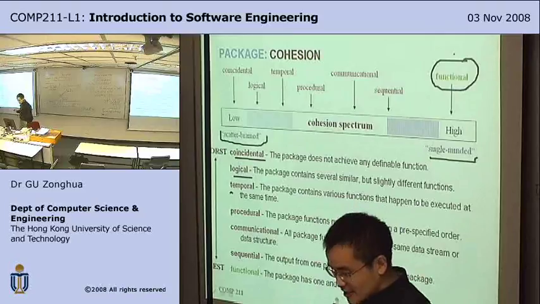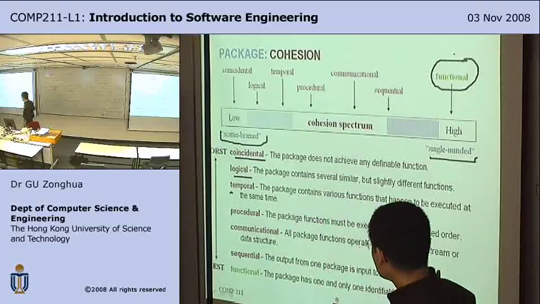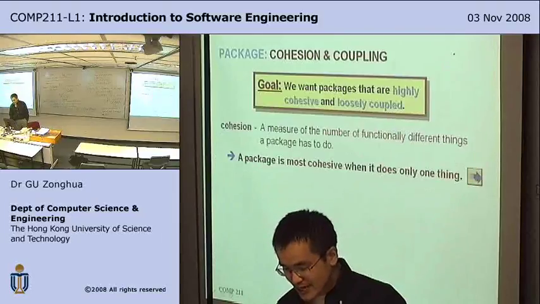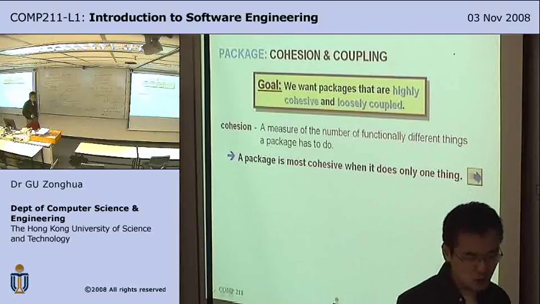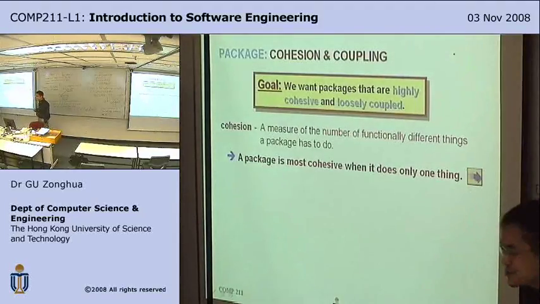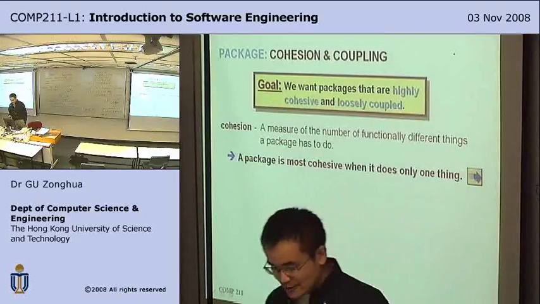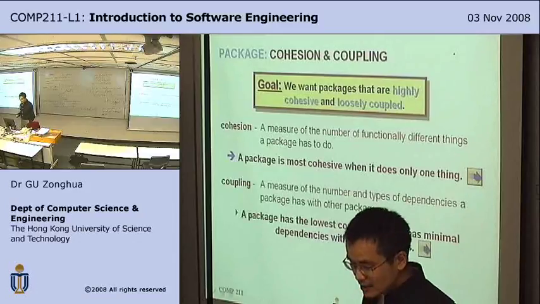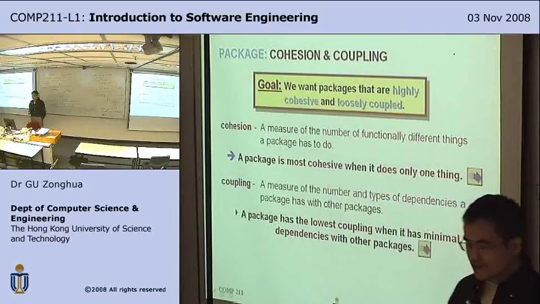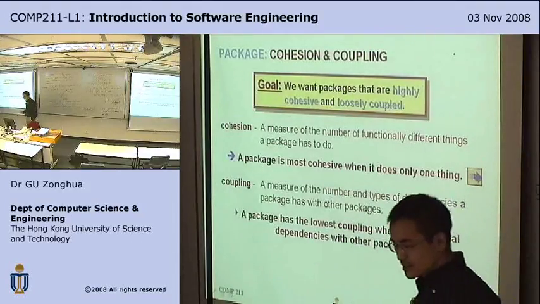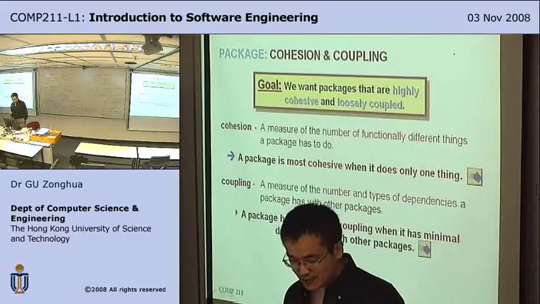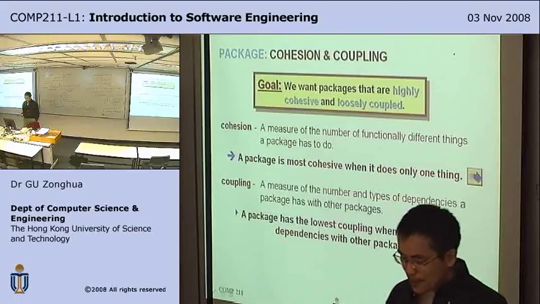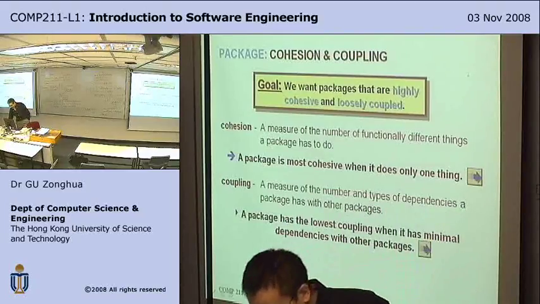You don't have to memorize all these details. All you need to keep in mind is that it's good to be cohesive, and the spectrum runs from the least cohesive to the most cohesive. Coupling describes a measure of the number and types of dependencies a package has with other packages. Lowest coupling is when it has minimal dependencies with other packages.